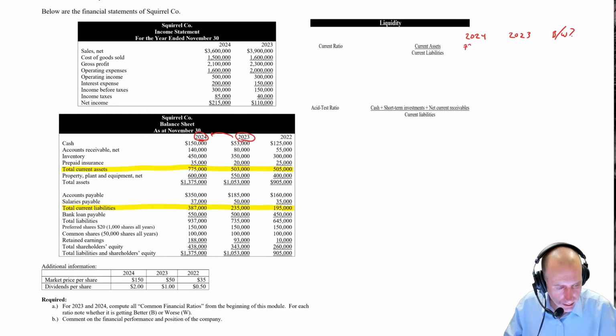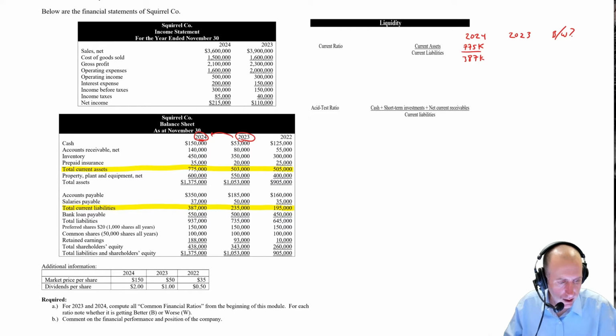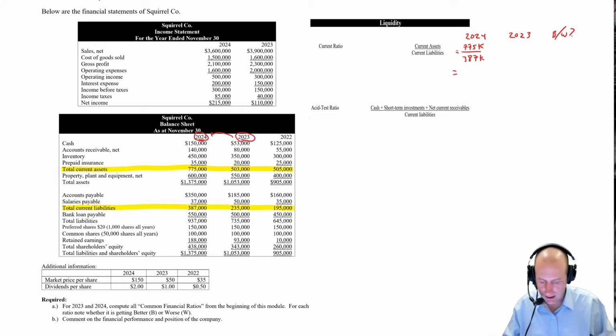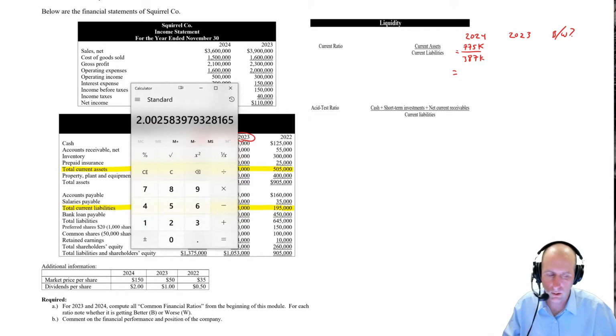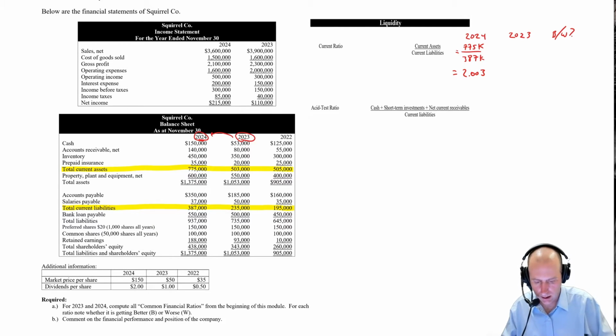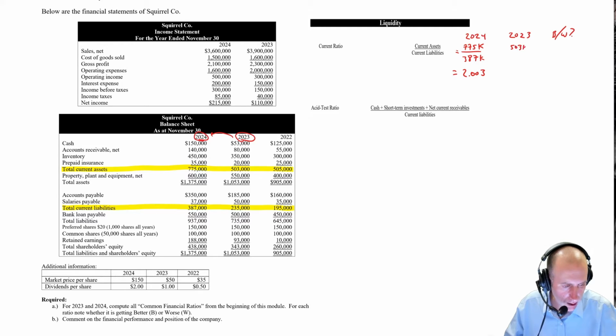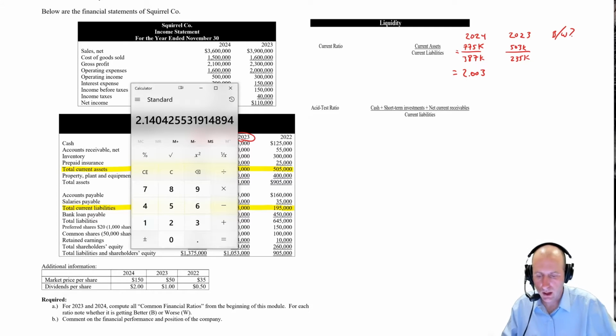The current assets are $775,000. The current liabilities are $387,000. 775 divided by 387 is 2.003. For 2023, our current assets are 503 and our current liabilities are 235. 503 divided by 235 is 2.14.